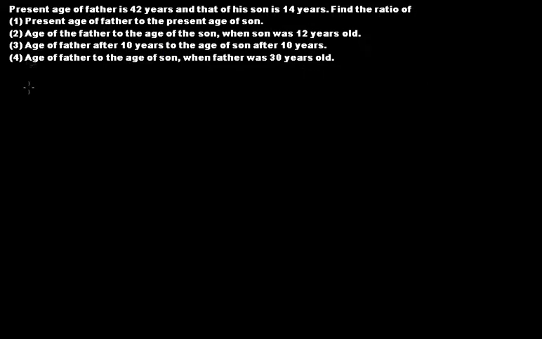The last one. In this case, you have age of father to the age of son when father was 30 years old. Father is 30 years old. It means this is what? 42 minus 12, that is 30 years. That is, if the present age is 42 years, and if you subtract 12 from it, then in that case you'll get 30. So it's talking about 12 years ago.